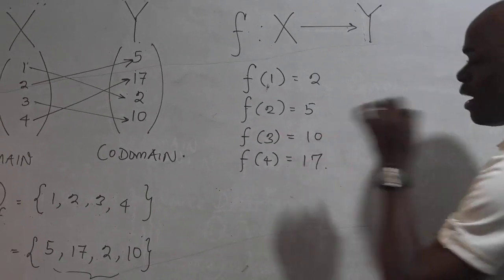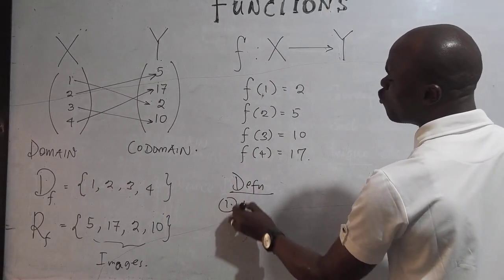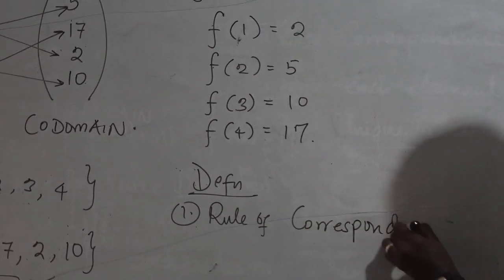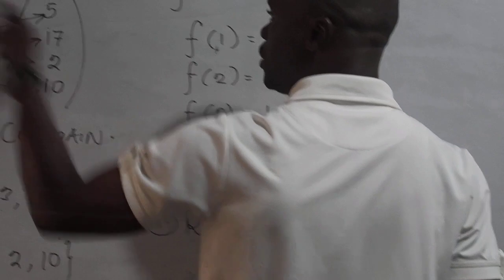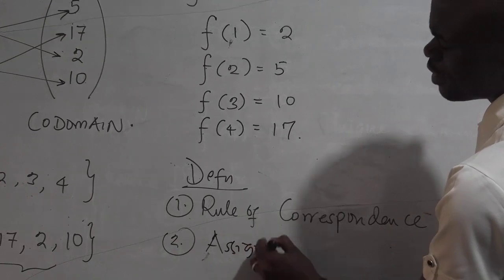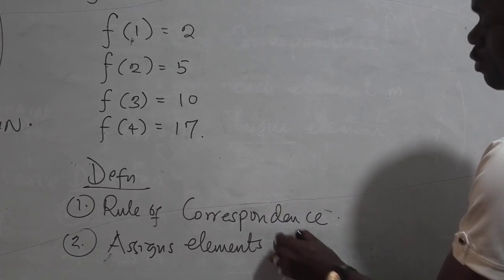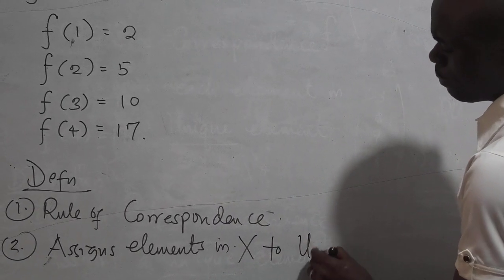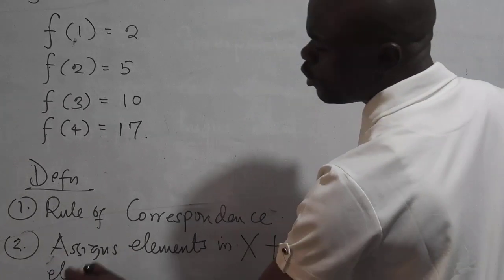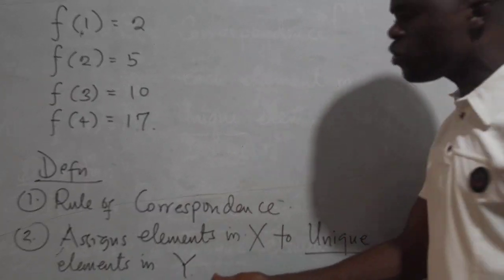Now, what is the definition? I'll summarize the definition. Number 1, it is a rule of correspondence. Number 2, it assigns elements in X to unique elements in Y. Please take note of that word, unique.